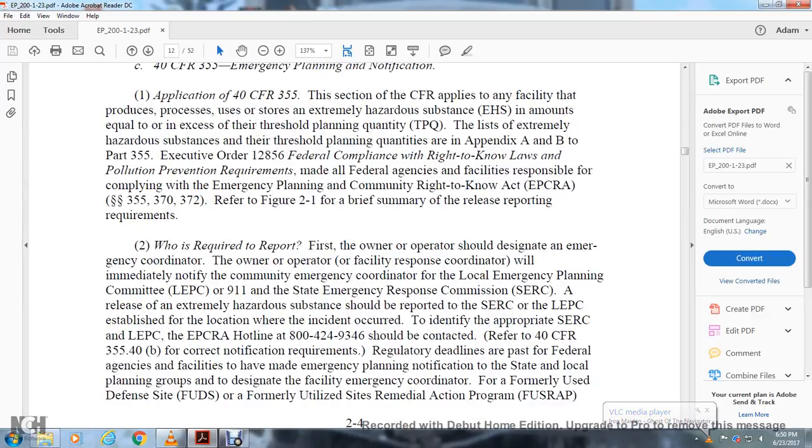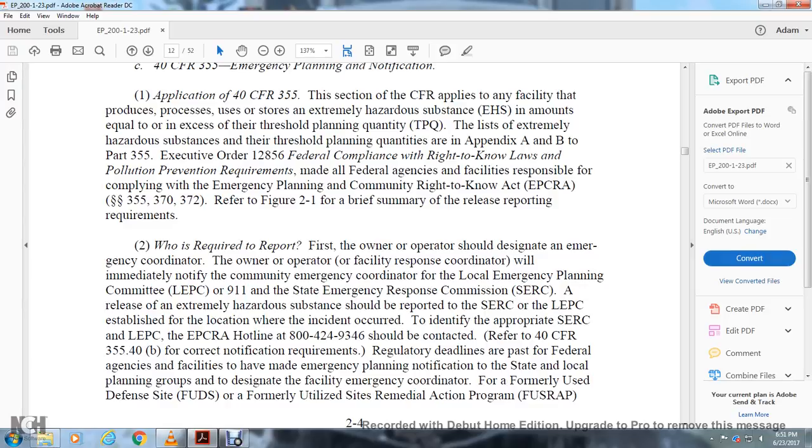First, the owner or operator shall designate an emergency coordinator. The owner or operator's facility response coordinator will immediately notify the community emergency coordinator of the local emergency planning committee, or 911. For the State Emergency Response Commission, a release of extremely hazardous substances shall be reported to the State Emergency Response Commission and the local emergency planning committee.